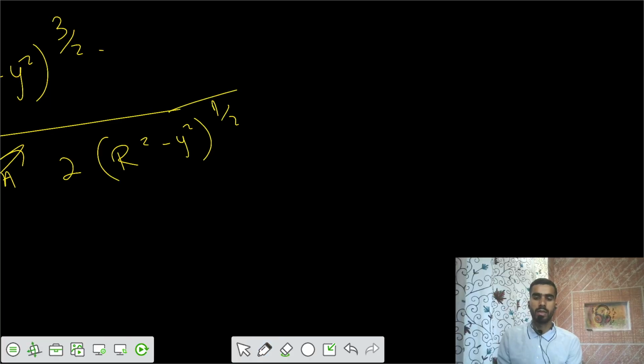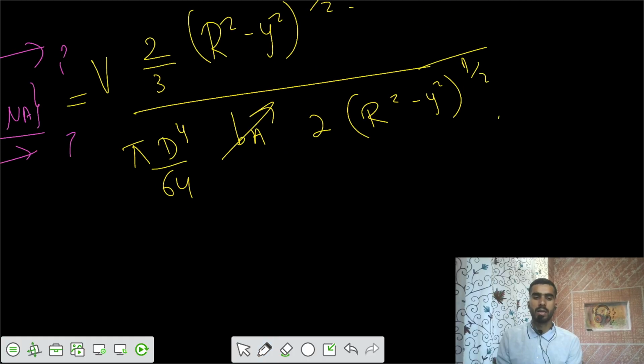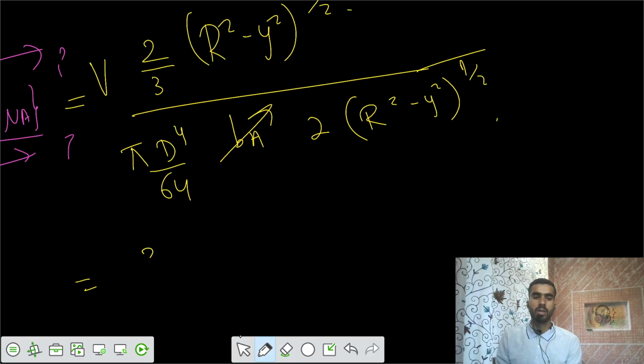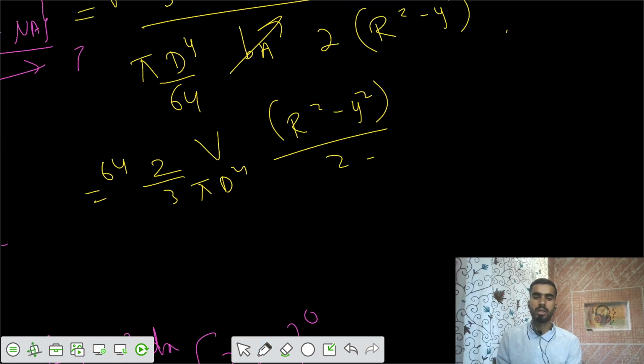So if you see this, we have r by 3 by 2 minus 1 by 2, that equals 1. Then that means we are left with 2 by 3 into 64 here, and we have pi d^4, and we have (r square minus y square) divided by 2. So we got this one.